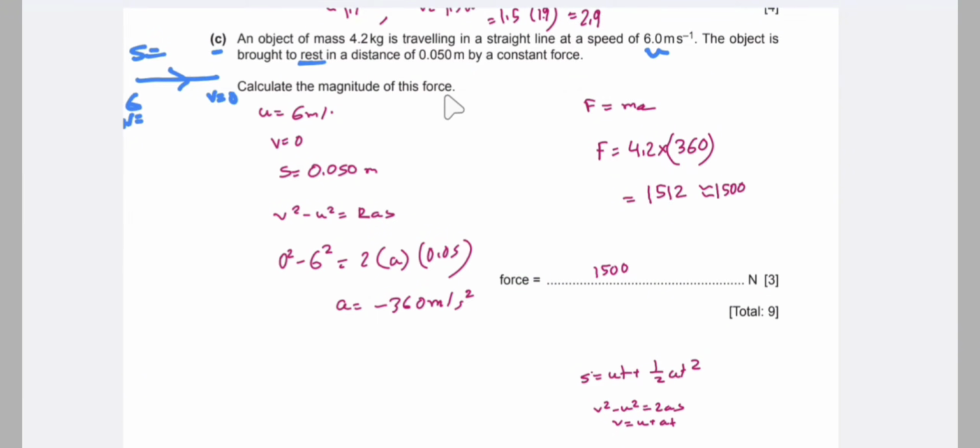Now calculate the magnitude of this force. So we need to find the value of force. So force is equal to mass into acceleration. So we know the value of mass, that is 4.2, and what is the value of acceleration?